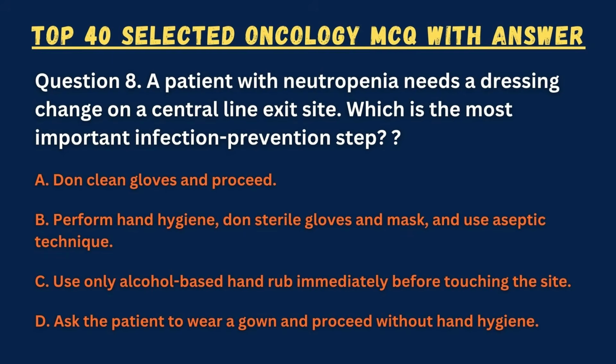Question 8. A patient with neutropenia needs a dressing change on a central line exit site. Which is the most important infection prevention step? A. Don clean gloves and proceed. B. Perform hand hygiene, don sterile gloves and mask, and use aseptic technique. C. Use only alcohol-based hand rub immediately before touching the site. D. Ask the patient to wear a gown and proceed without hand hygiene.